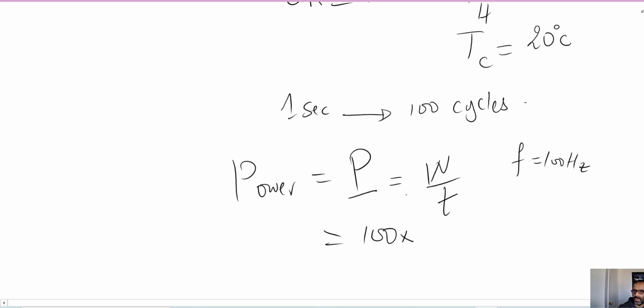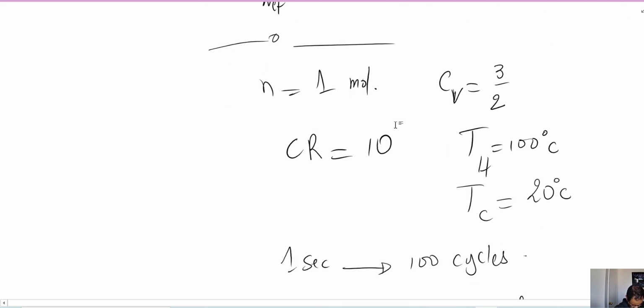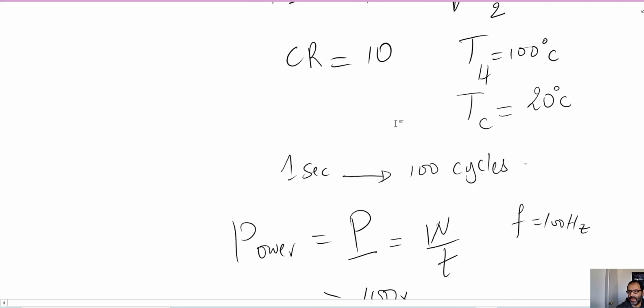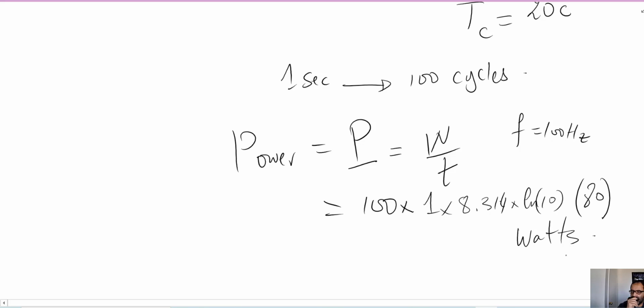The work, I'm going to take it in absolute value again, because we don't care about the sign, we just want the power output. So that's easy. N is 1, the number of moles, times 8.314 times ln of 10 times 100 minus 20, that's 80. Okay, and we have the answer. Whatever that number is going to be, it's going to be in watts, because everything is in SI in here.